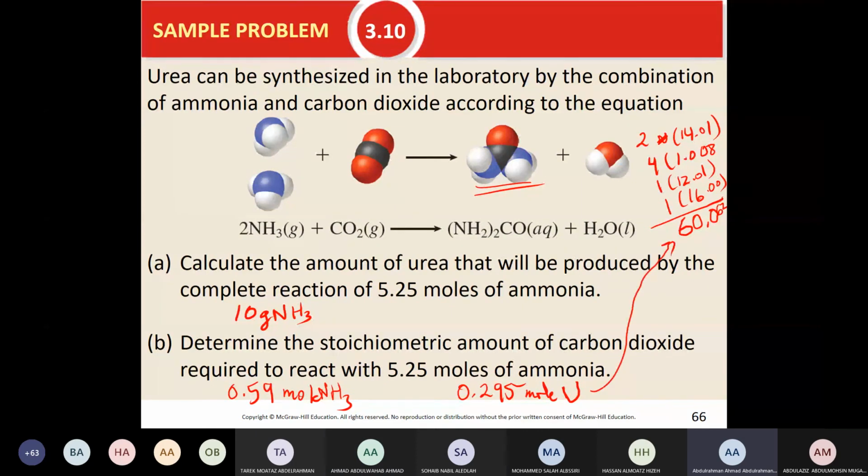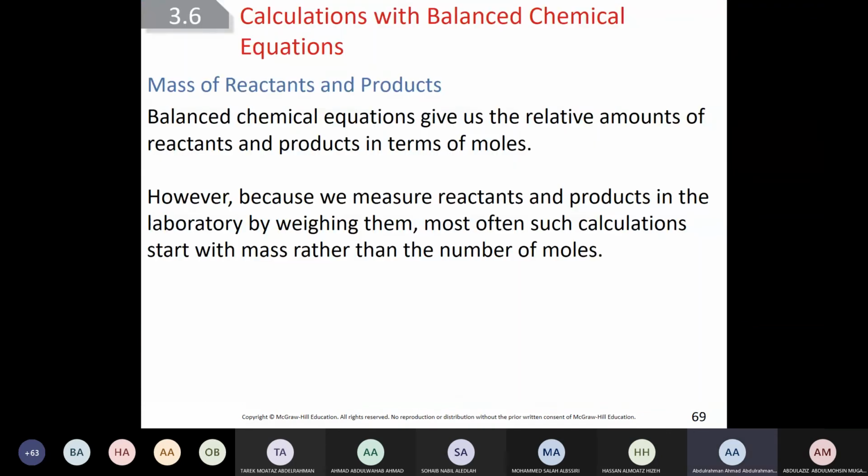What are you going to get? 17.71. Who else got the same answer? Yeah, I got it. Yes, the same. It is possible, so it was wrong the first time. Okay, let's go back. Let's go to this problem now.